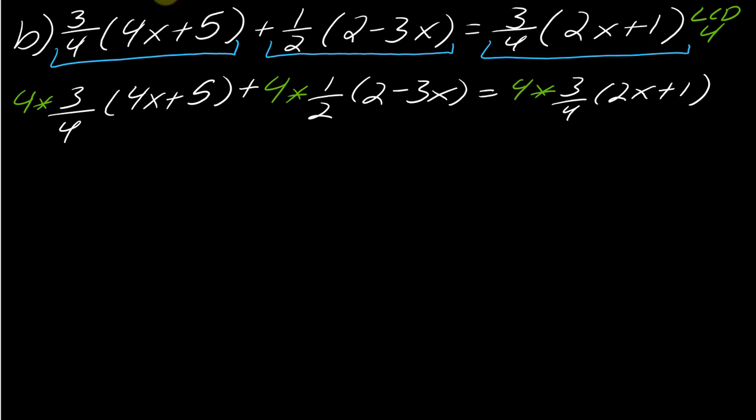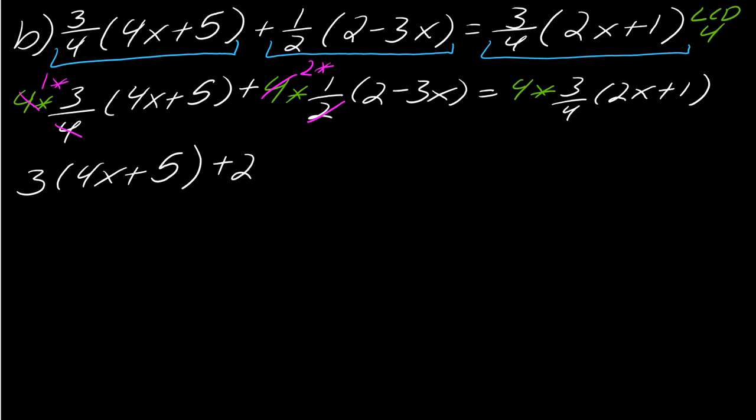All right, so now 4 goes into 4 one time. That leaves me with this 1 times 3, so the 3 goes out in front, and I leave the parentheses intact for now. And then moving on to the next one, 2 goes into 4 2 times.